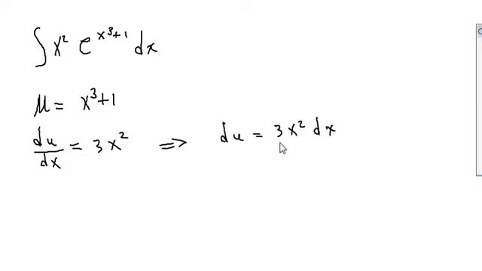And now, because I have here x squared dx, and I want to end up with something that looks like x squared dx, I'm going to divide both sides by 3. So this implies that du over 3 is equal to x squared dx.